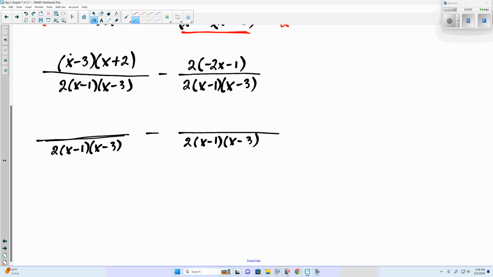We can start on the left-hand side. We're going to distribute. We're going to do x times x, which is x squared. X times 2 is plus 2x. Negative 3 times x is negative 3x. And negative 3 times 2 is negative 6. So we will have to combine some like terms there. The other side is a little bit nicer. 2 times negative 2x, negative 4x. 2 times negative 1, negative 2.